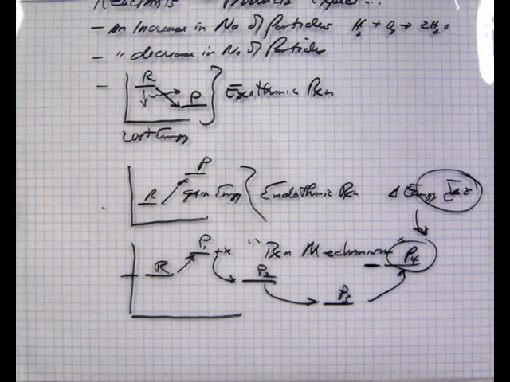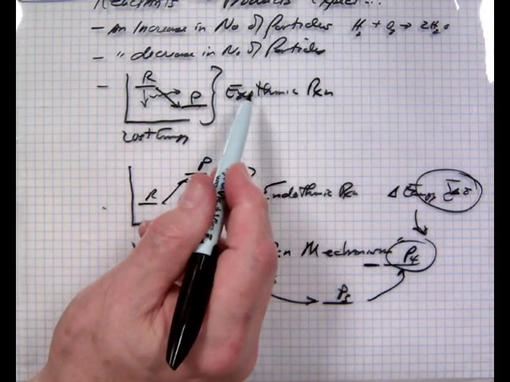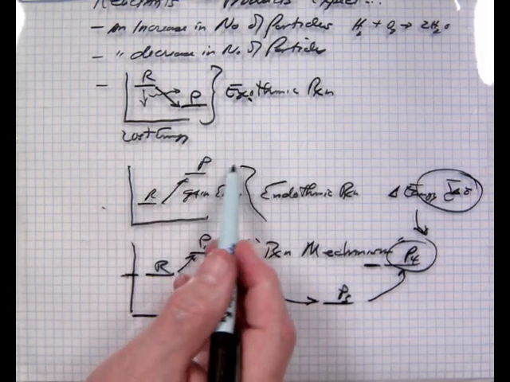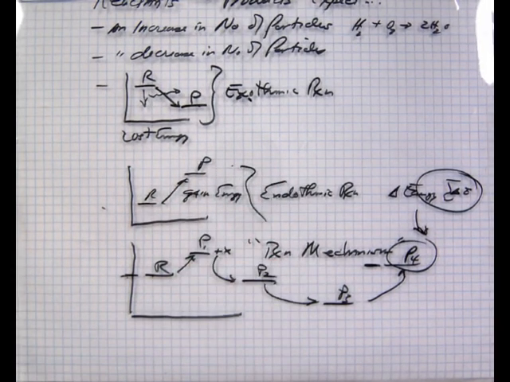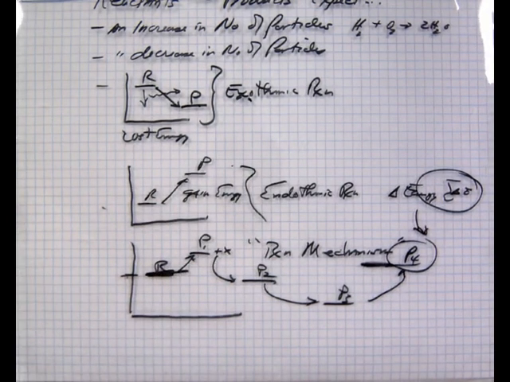What would we call one that loses energy? Exothermic. One that gains energy, endothermic. But what would we call a reaction whose net effect is a 0 change in energy? Anybody know? It's called isothermic.